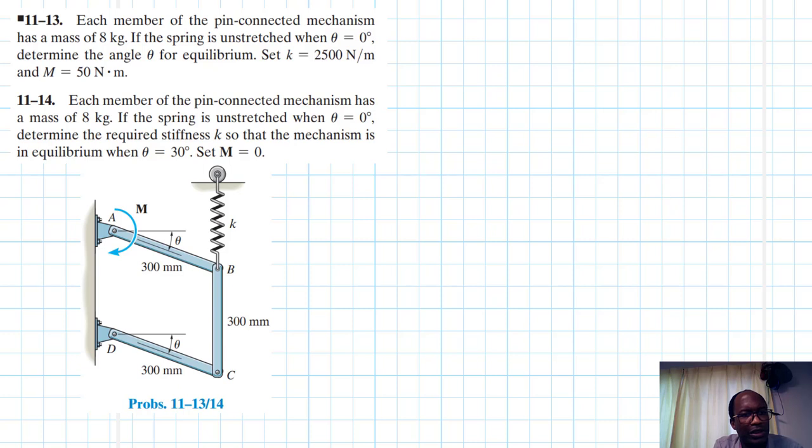The problem reads: each member of the pin connected mechanism has a mass of 8 kg. If the spring is unstretched when theta is equal to 0 degrees, determine the angle theta for equilibrium. Set K equal to 2500 newtons per meter and M, which is the couple moment, equal to 50 newton meter.